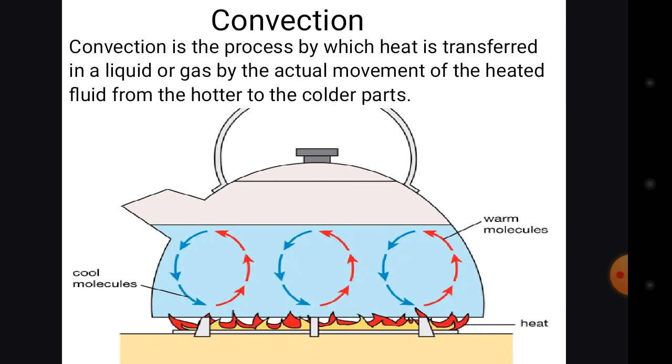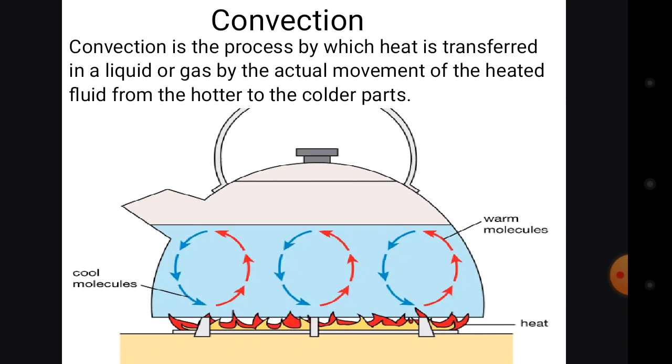They will keep changing from warm molecules to cool molecules. When you heat the bottom of the kettle, the water down there becomes hot, but the water at the top is cool. So they will start rotating from the hotter side to the cooler side. If that situation continues, at the end of the day, the water will be hot.